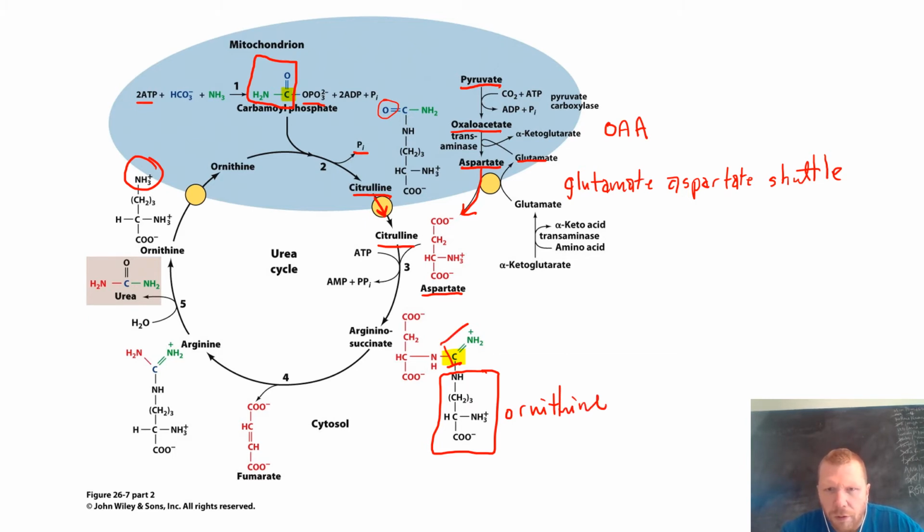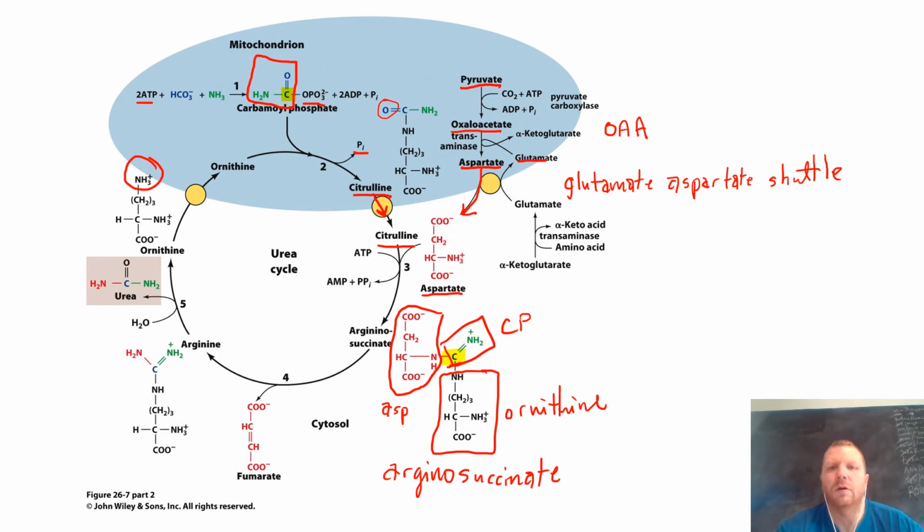This part of the molecule originated from our carbamoyl phosphate. I'm just going to shorthand that as CP, and then this remainder of our molecule comes from our aspartate. I'm just going to write that as ASP. Now this molecule is known as arginosuccinate.